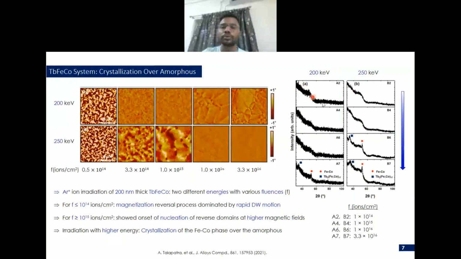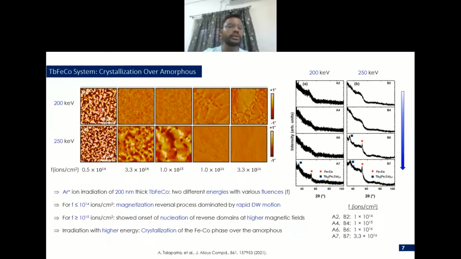tuning magnetic properties from the amorphous structure to make the crystallization behavior by changing the ion fluence, so they can produce, or they can create the in-plane magnetization in the system, or that's the magnetic softening, we can say. And this was published last year from our group.